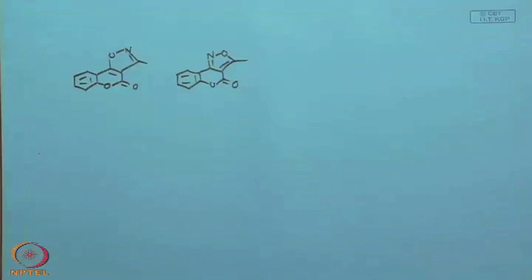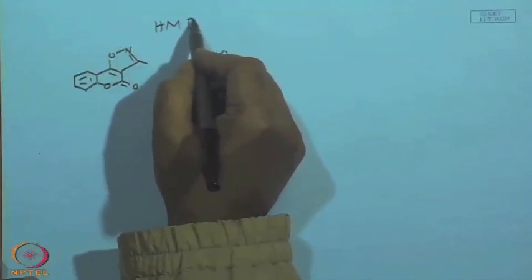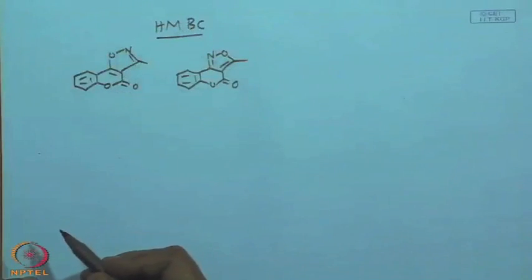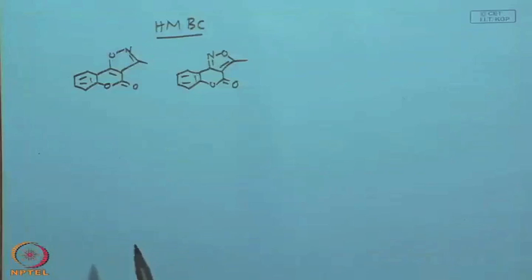So, how do you differentiate them? They are isomeric. The mass spectrum will give the same mass, and the molecular formula is exactly the same, so it is very difficult. But since we now know the HMBC experiment, one can quickly decide. Let us see. What is the starting point of HMBC? What could be the starting point?